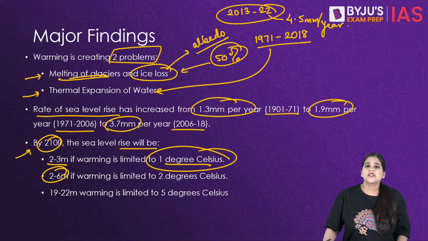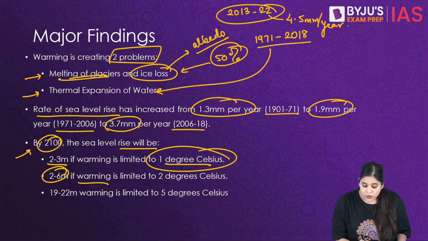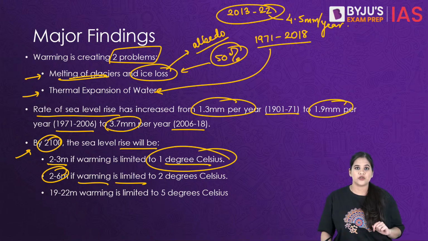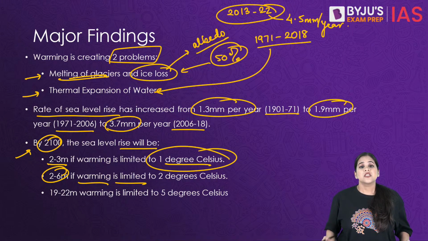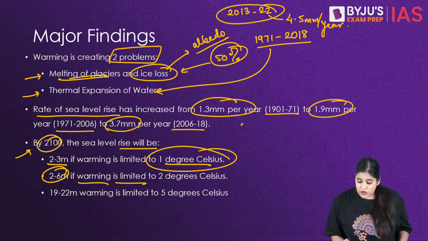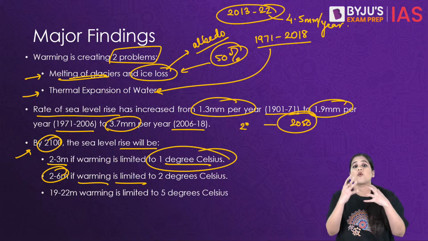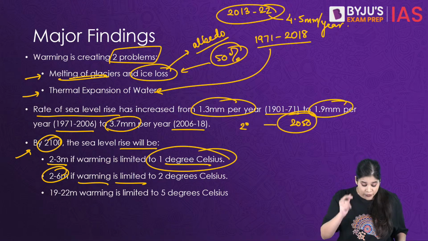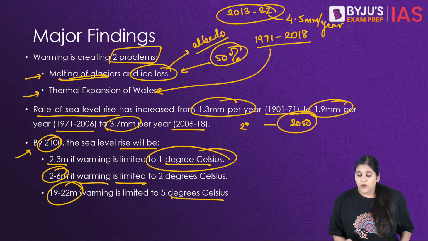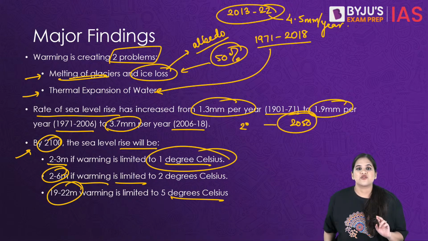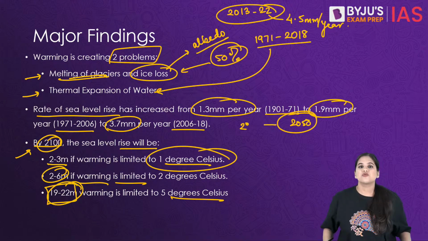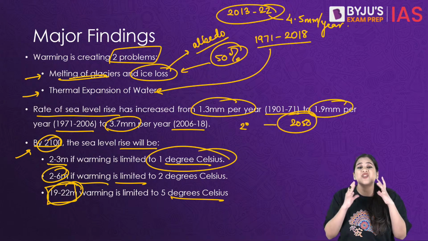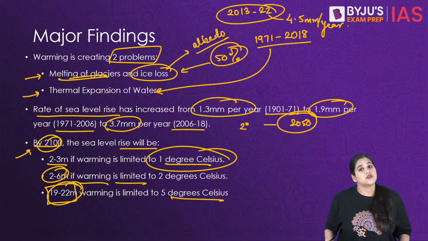It will be 2 to 6 meters if the warming is limited to 2 degrees Celsius. According to the current status of the release of greenhouse gases, it is expected that we'll reach 2 degree warming by the year 2050 itself, okay? Then, if the warming reaches 5 degrees Celsius, by 2100 the increase will be 19 to 22 meters, which will be extremely devastating for a lot of regions of the world.